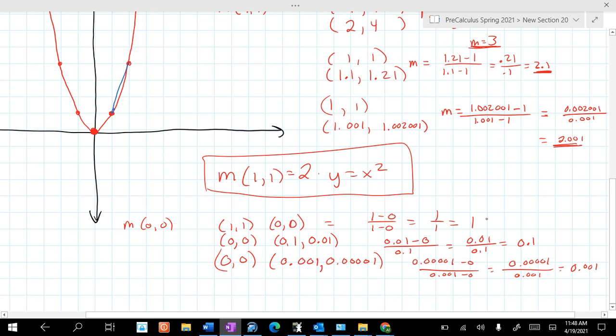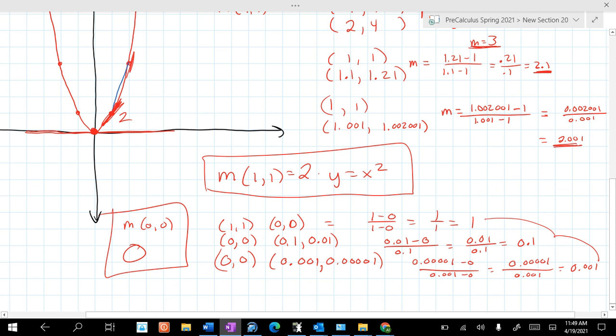So it goes from 1 to 0.1 to 0.001. Where is it going? 0. The slope at 0,0 should be 0. It's a horizontal line. When the graph turns around, it's a horizontal line. Okay? The graph right here would have a slope of 2. The graph here has a different slope.